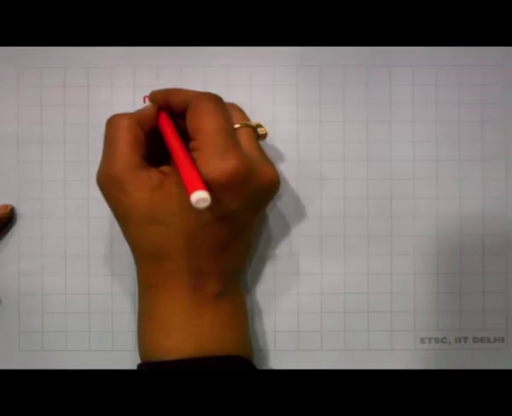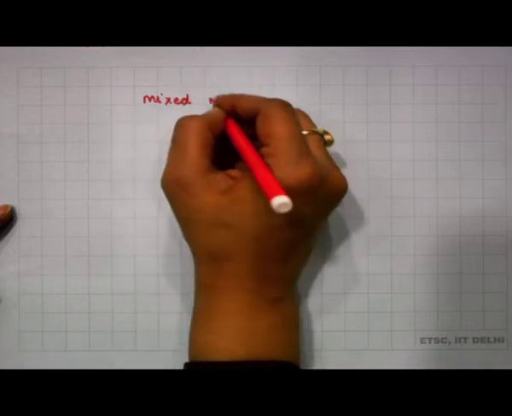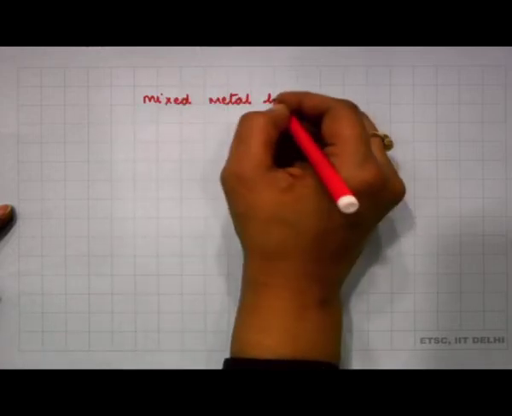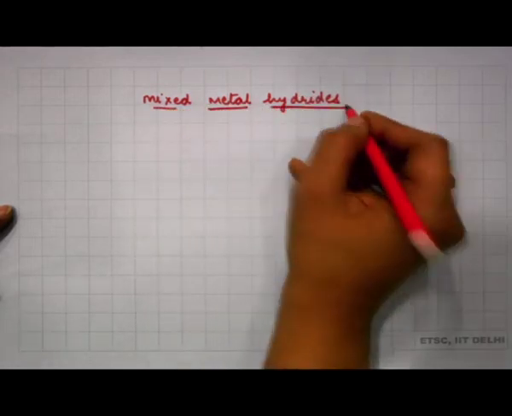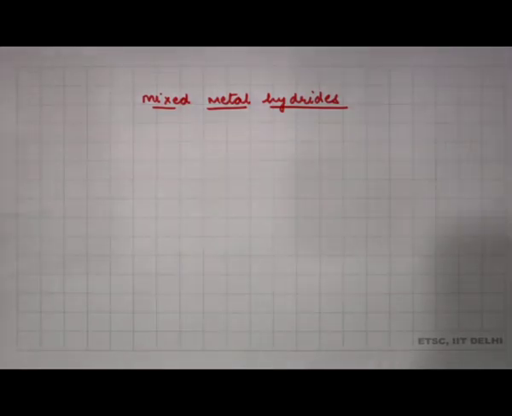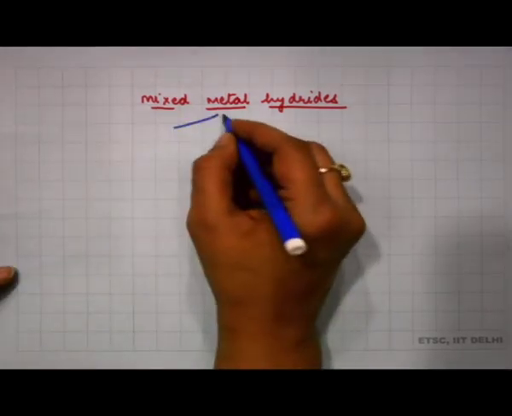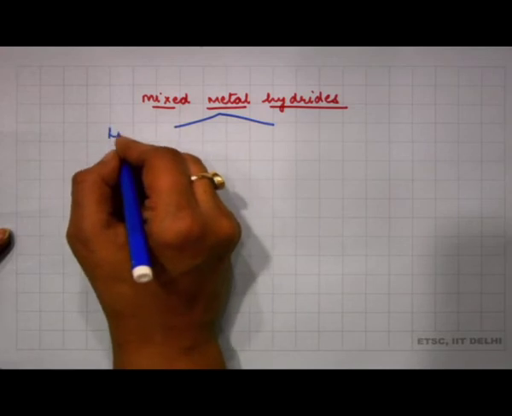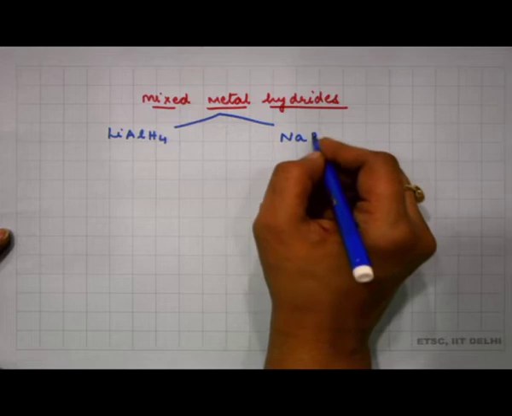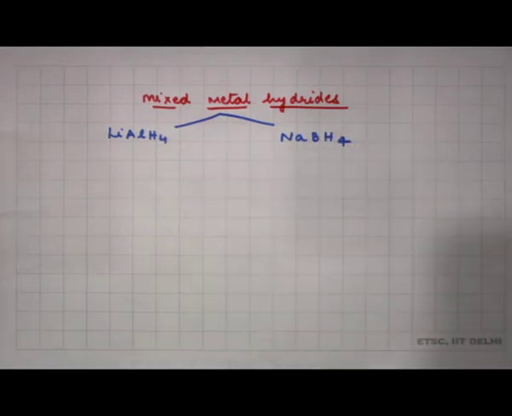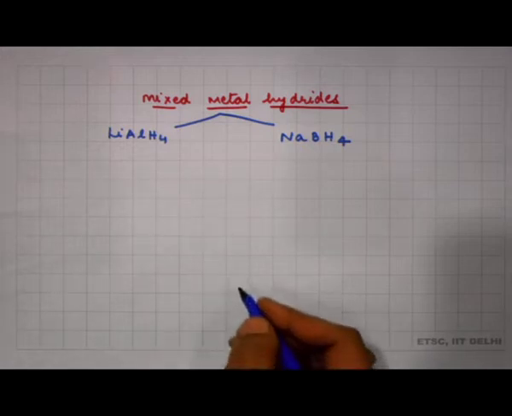Another important class of these molecules which can be used as reducing agents, we call mixed metal hydrides. As the name says, it is a mixed and a metal. So, which metal and why is it called mixed? We will discuss two important reagents under these mixed metal hydrides. One is lithium aluminium hydride and another is sodium borohydride. So, two of these mixed metal hydrides are used to convert carbonyl compounds to alcohols.